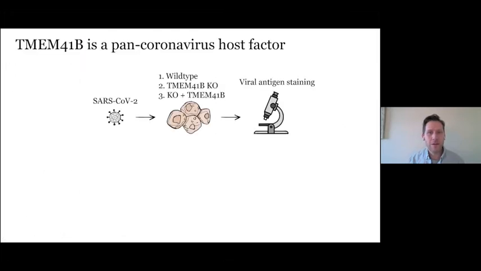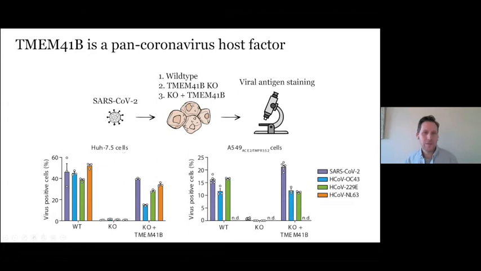But we wanted to validate these findings for TMEM41B and the coronaviruses. So to do that, we had wild type cells. We have TMEM41B clonal knockout cells, so these are completely lacking TMEM41B. And then we reconstituted these cells with a cDNA to restore TMEM41B function. The cells were infected, fixed, and then stained for a viral antigen. And shown here are the data from 2 different cell lines, Huh-7.5 on the left, and then A549 cells that were made to express ACE2 and TMPRSS2 to allow infection of SARS-CoV-2.